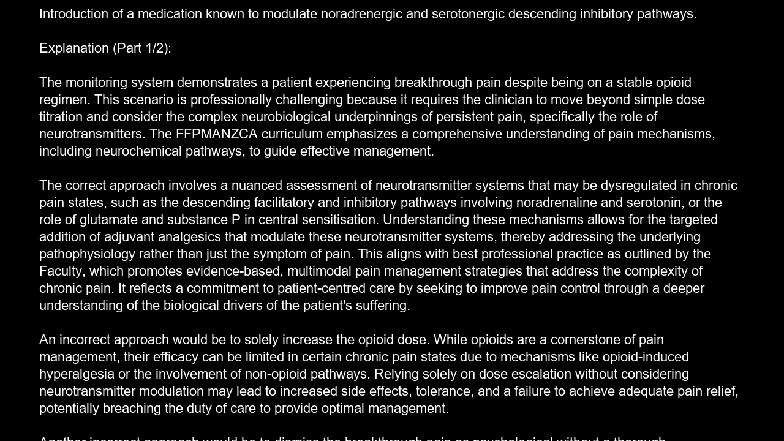The correct approach involves a nuanced assessment of neurotransmitter systems that may be dysregulated in chronic pain states, such as the descending facilitatory and inhibitory pathways involving noradrenaline and serotonin, or the role of glutamate and substance P in central sensitization. Understanding these mechanisms allows for the targeted addition of adjuvant analgesics that modulate these neurotransmitter systems, thereby addressing the underlying pathophysiology rather than just the symptom of pain. This aligns with best professional practice as outlined by the faculty, which promotes evidence-based, multimodal pain management strategies that address the complexity of chronic pain.